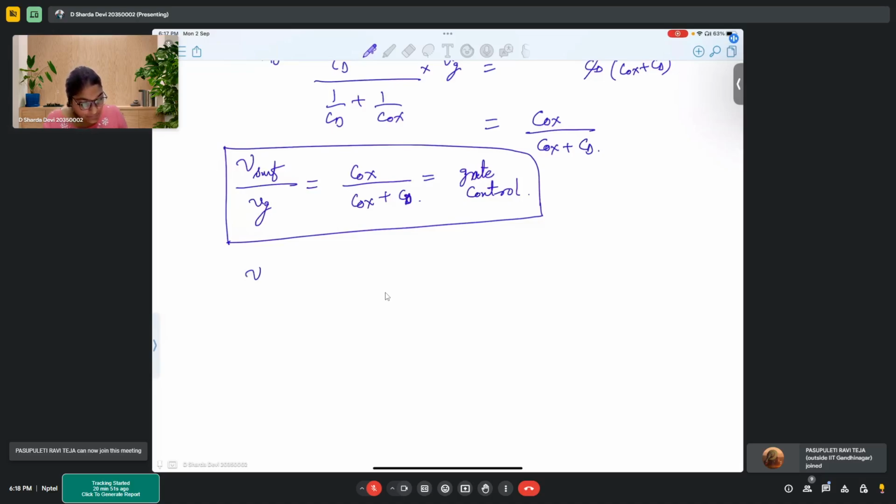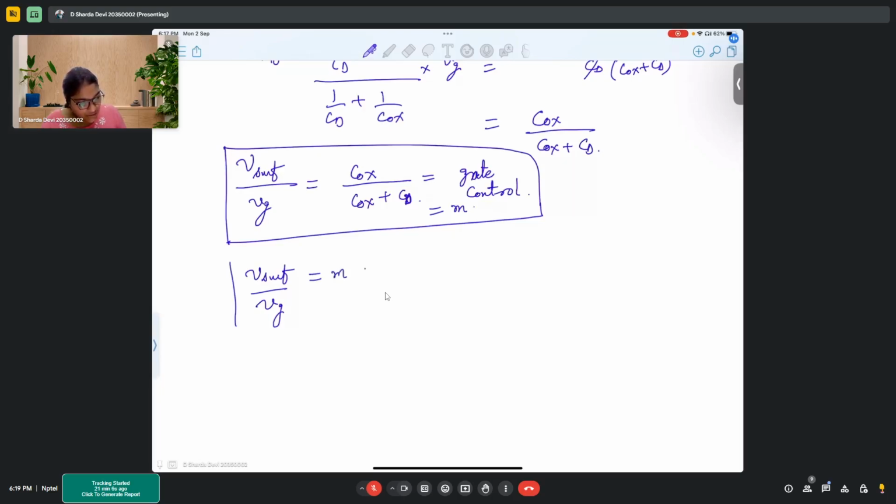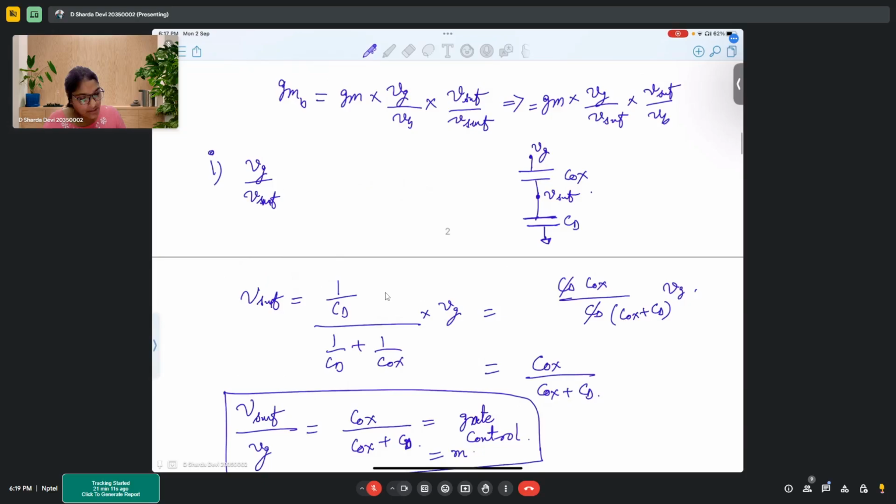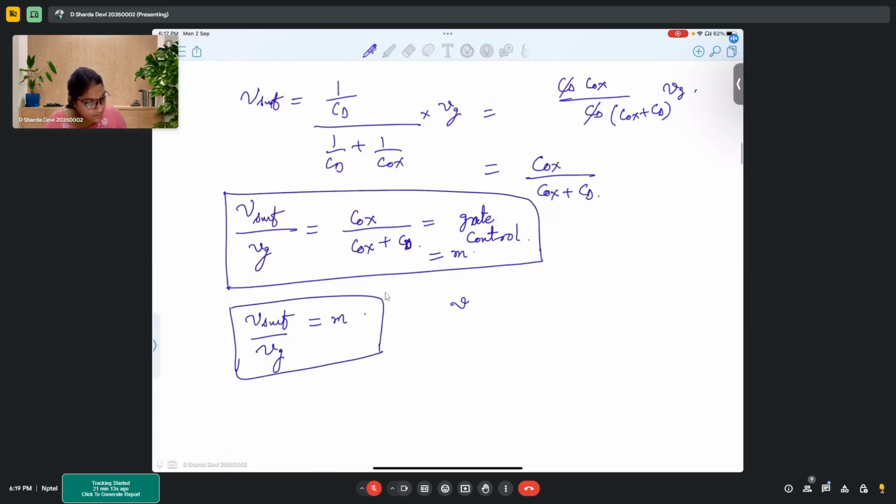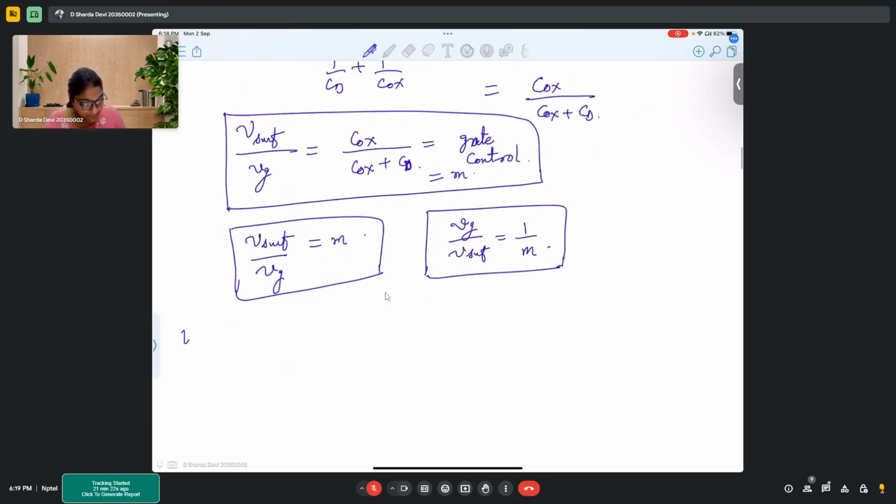Now to further simplify, this is your m as well. So V surface upon VG is m, which is your gate control. But in this formula, what we wanted was VG upon V surface. So VG upon V surface becomes 1 by m, correct? So this is the first part.